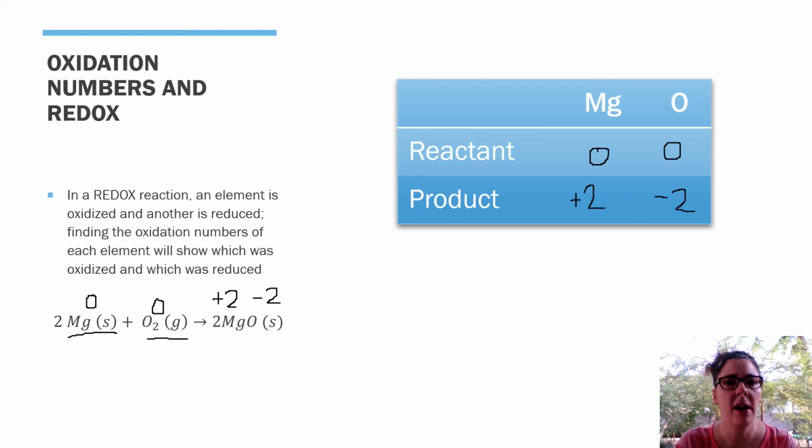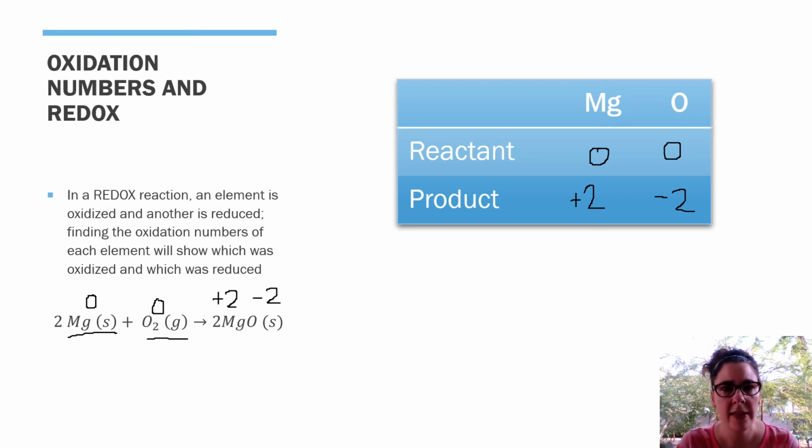Okay, so clearly our oxidation numbers changed for both species, so we do know it was a redox reaction. And now we can look at how these oxidation numbers changed to figure out which species was oxidized and which was reduced. Magnesium went from 0 to +2, so that is loss of electrons. Loss of electrons is oxidation. And then we went from 0 for oxygen to -2. So oxygen gained electrons to become more negative, and that is called reduction. So magnesium was oxidized and oxygen was reduced.